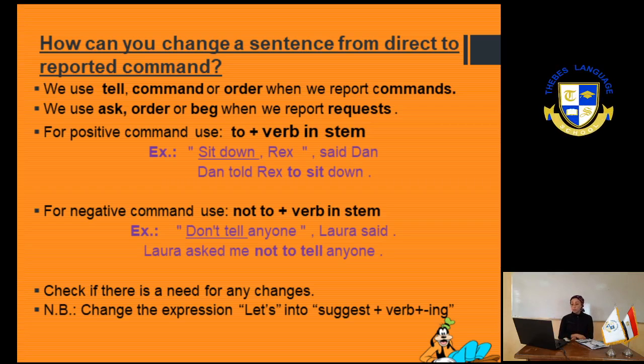For the positive commands, what are we going to use? We are going to use to plus verb infinitive, and for the negative we use not to do, of course, something. What does it mean? Let's see. Sit down, Rex. Sit down. Okay, so if I wanted to turn this sentence into the reported or indirect speech, what am I going to say? Dan told Rex to sit down. Exactly. So we use the to plus verb infinitive in order to turn this sentence from the direct case into the indirect speech.